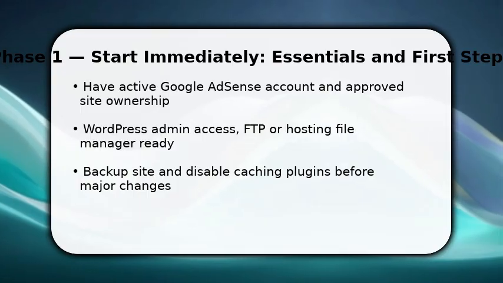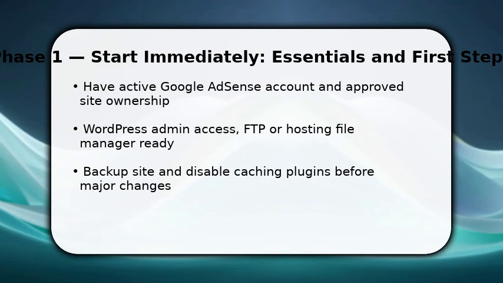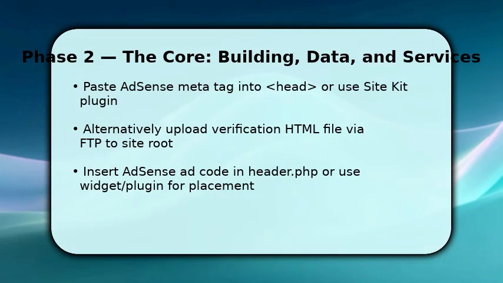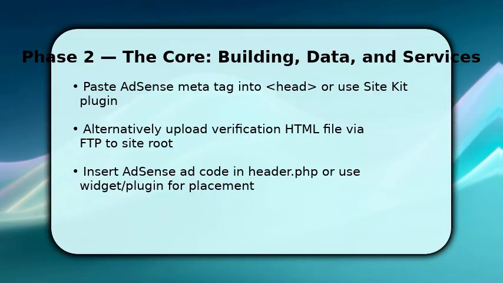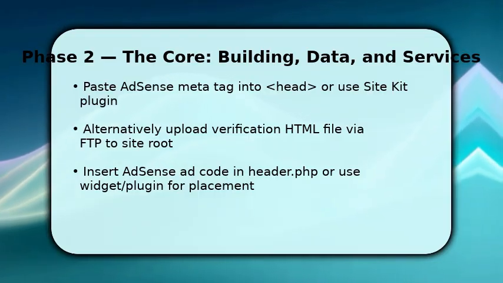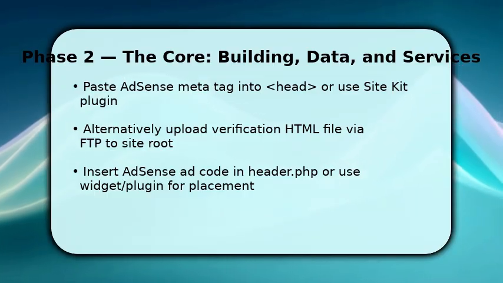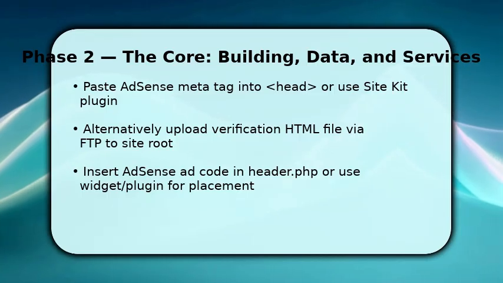Now proceed quickly to adding verification and AdSense code so Google can recognize your site. You will verify ownership first. Copy the AdSense meta tag and paste it into your theme's header-head section, or install Google SiteKit and connect. SiteKit handles verification and simplifies code insertion. If you prefer FTP, upload the verification HTML file to the site root and request validation in AdSense.